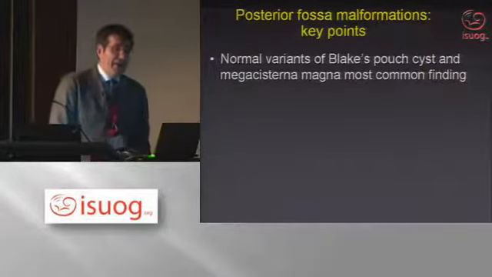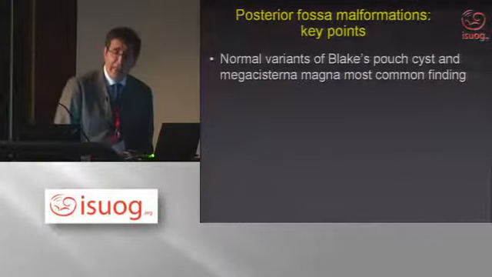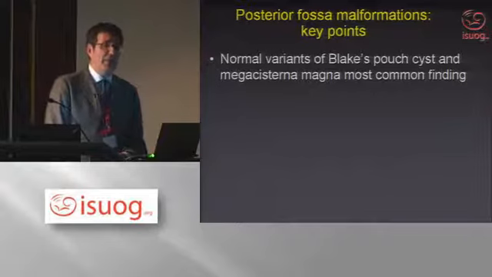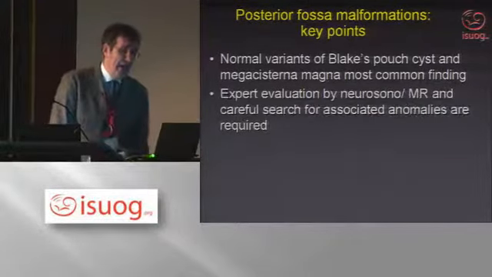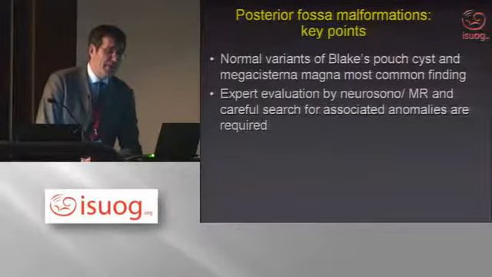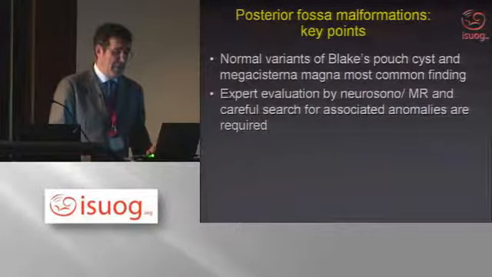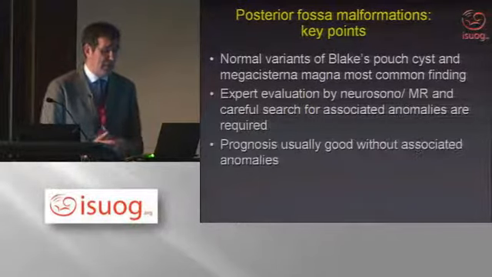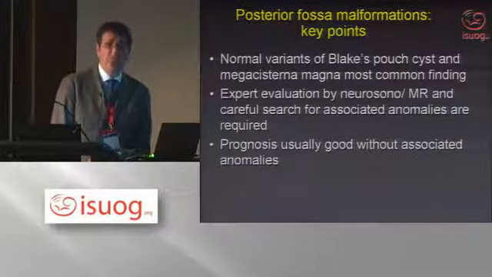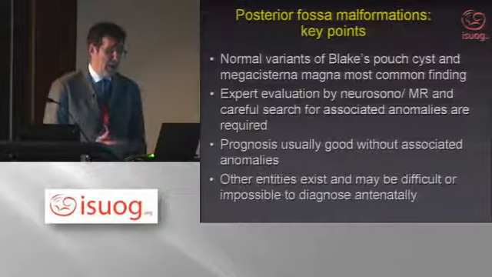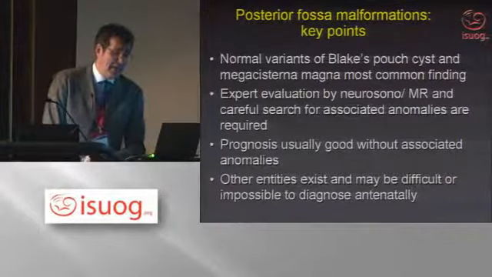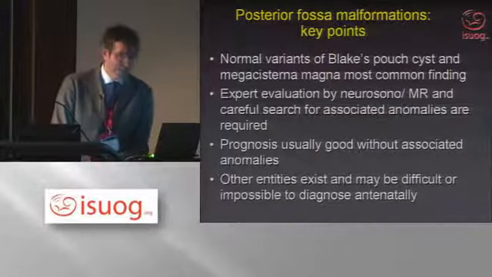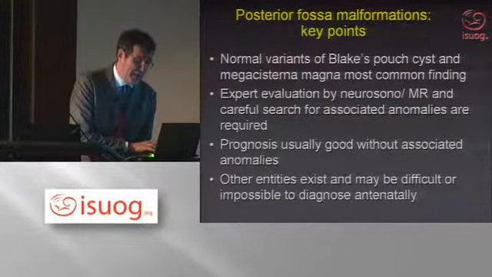That normal variants of Blake's pouch cyst and megacisterna magna are the most common finding. So when you have one of these conditions, you should consider the possibility that this is just a normal variant. Expert evaluation by neurosonography or magnetic resonance and careful search for associated anomalies are required in each of these cases. Prognosis is usually good without associated anomalies. There are other entities apart from the Blake's pouch cyst and the megacisterna magna, and these, as you have seen, may be difficult or impossible to diagnose antenatally.